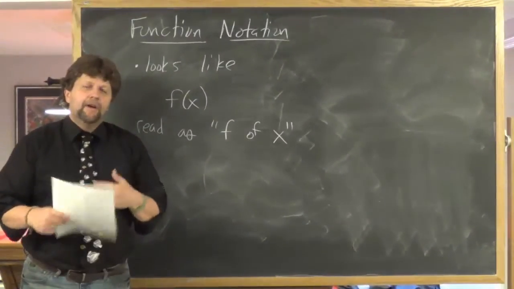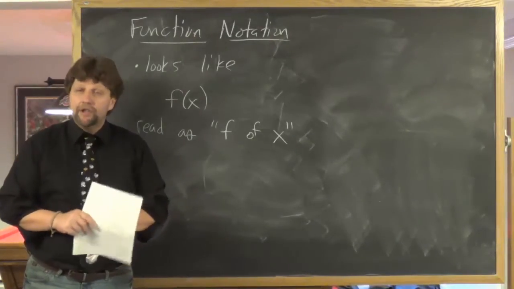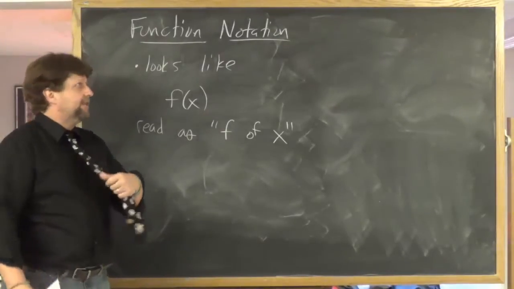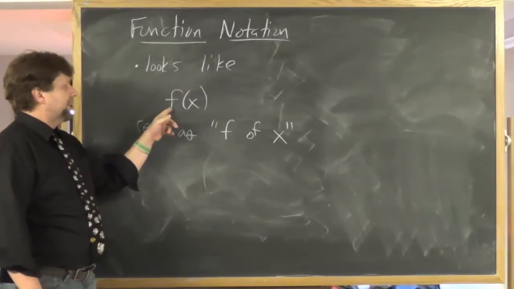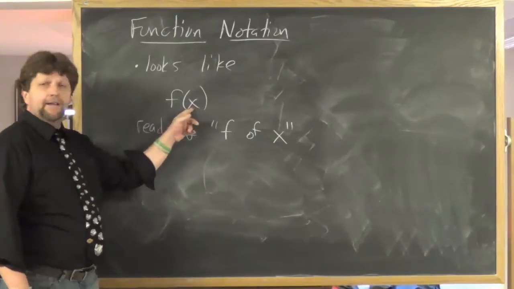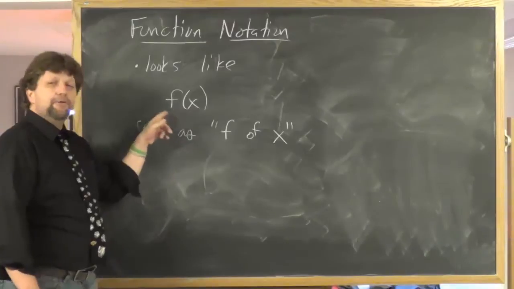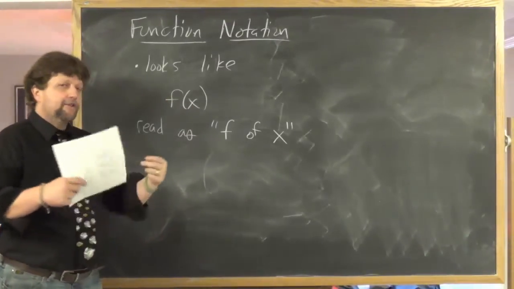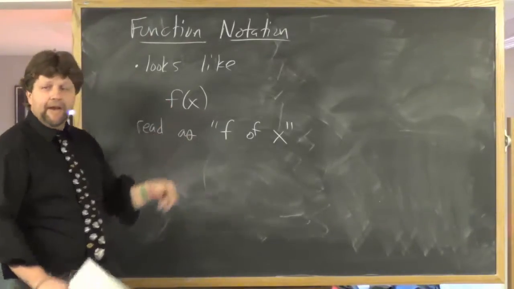All right, next up in our look at functions will be something called function notation. It's important. You're going to see a lot of function notation. Here's what function notation looks like. It just simply says f of x. And that's how you would read it: f of x. Think of it as shorthand for function of x, but read this as f of x.